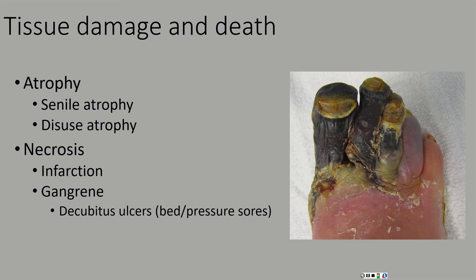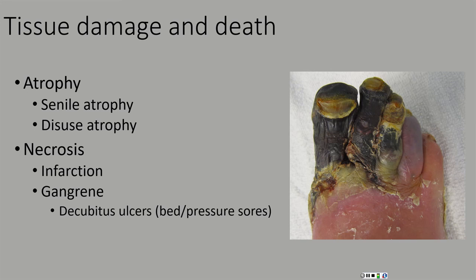And maybe that shrinkage is due to a decrease in the size of the cells or a decrease in the number of cells. Either thing is going to result in a decrease in the tissue size. And there's a couple of different types of atrophy. There's something called senile atrophy, and that's just something that naturally happens with age. As you age, your tissues are going to shrink just from the normal aging process.